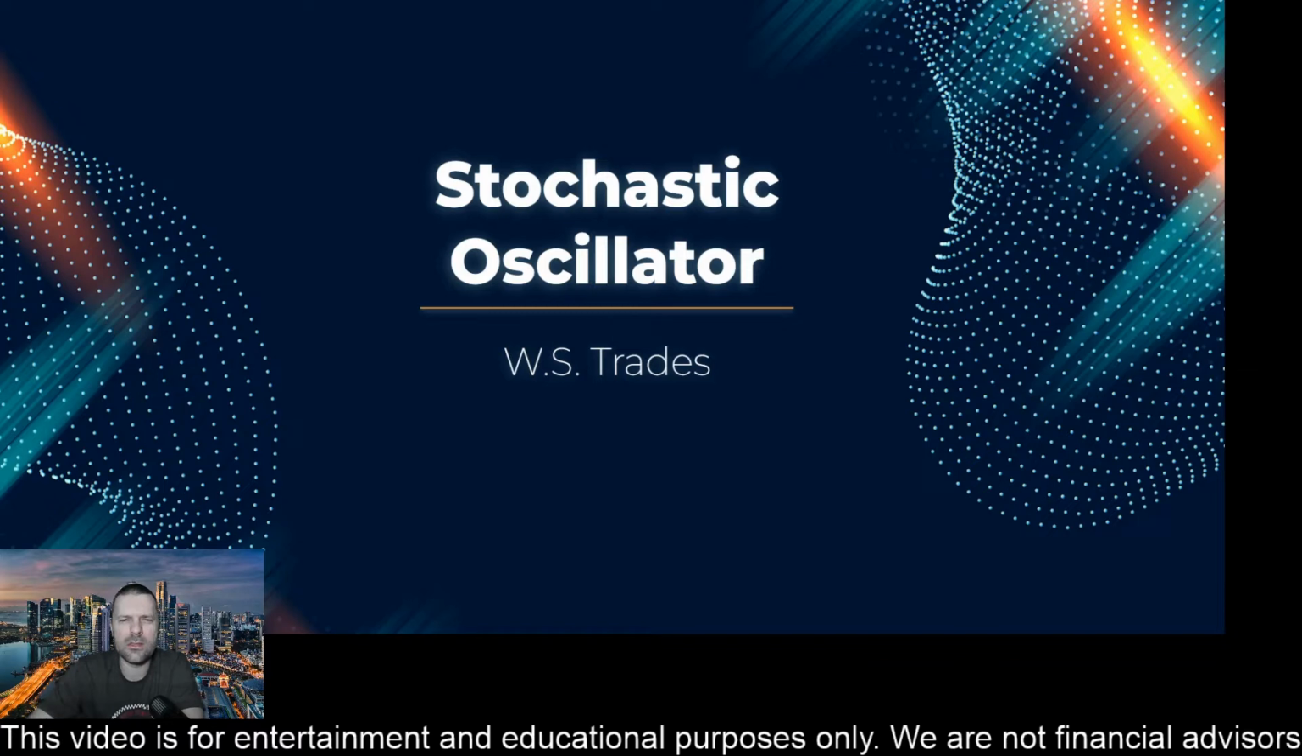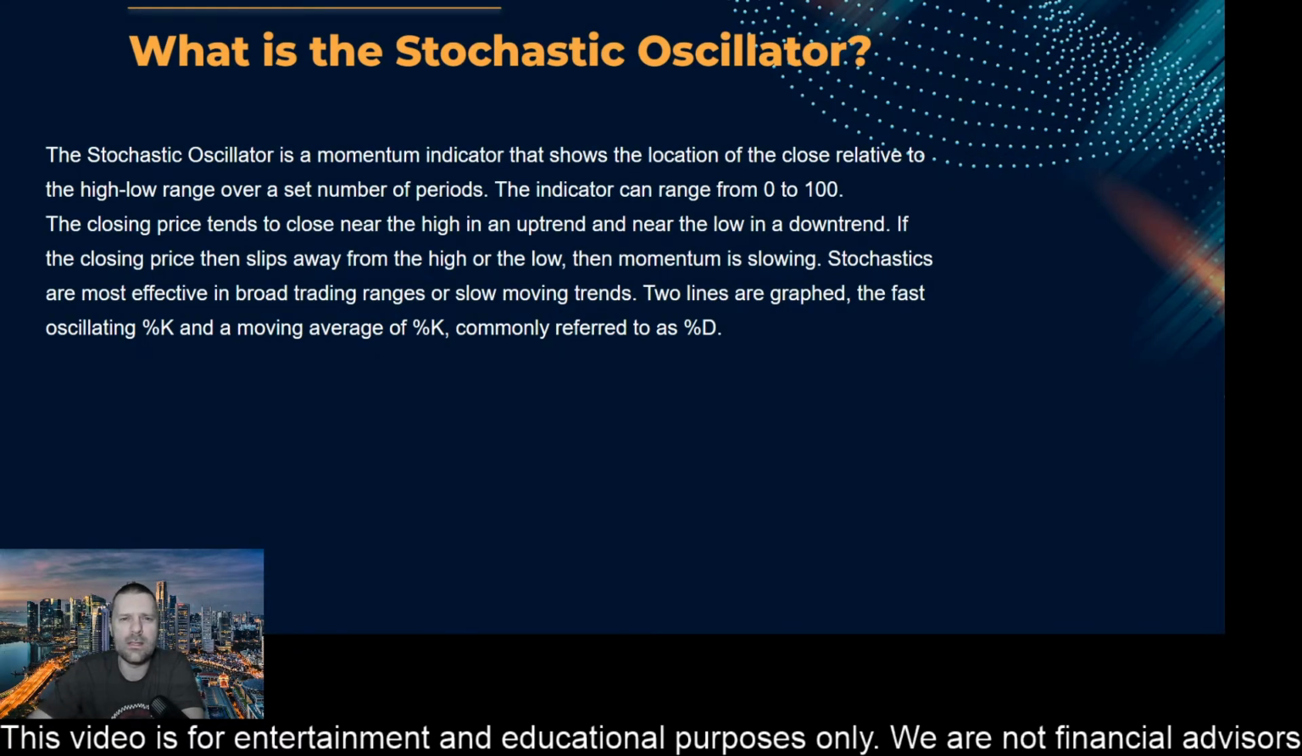I want to talk about using the Stochastic Oscillator to help you make better trades. So what is the Stochastic Oscillator? The Stochastic Oscillator is a momentum indicator that shows the location of the close relative to the high-low range over a set number of periods. The indicator can range from 0 to 100.